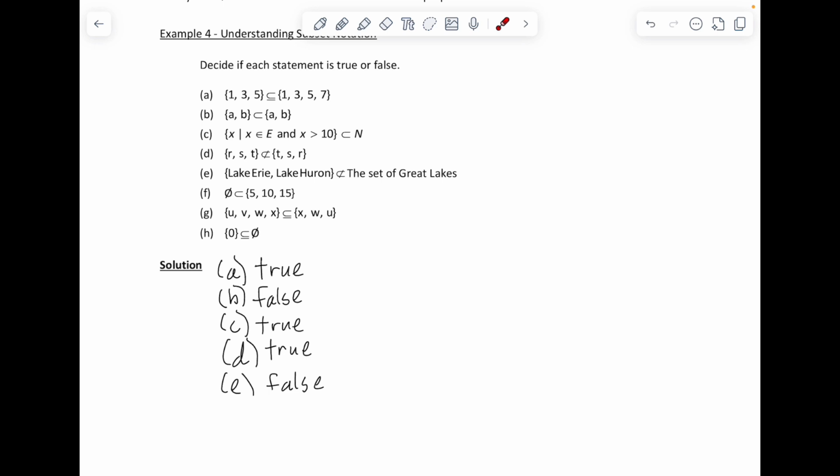F, what do we have here? The null set is a proper subset of the set containing the elements 5, 10, and 15. And that's true, because the empty set is considered a proper subset of every set except itself. So for F, this is true.